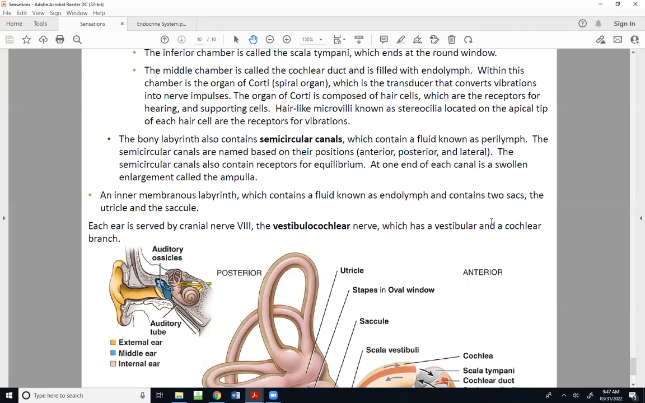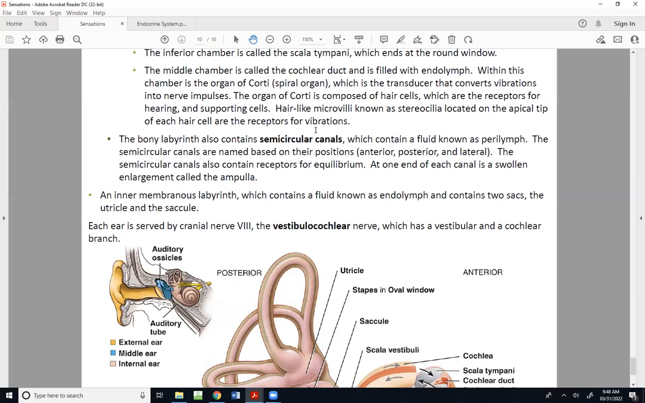The organ of Corti or spiral organ is the transducer. This is a fancy word for a structure that converts. So it converts vibrations into nerve impulses. Okay. So in other words, this is how we take sound waves and end up making action potentials out of them. Okay. The cells that actually do this are called hair cells, and they have little tiny extensions called microvilli or stereocilia that are able to bend and act as the receptors for vibrations.